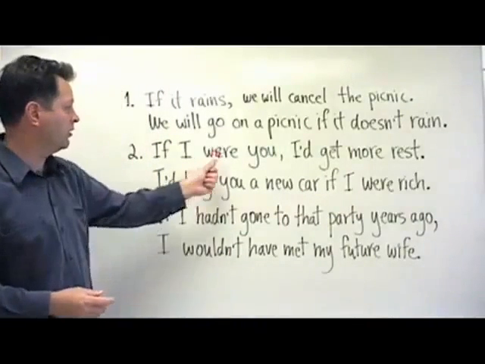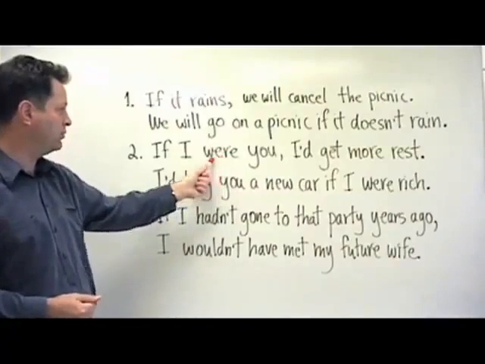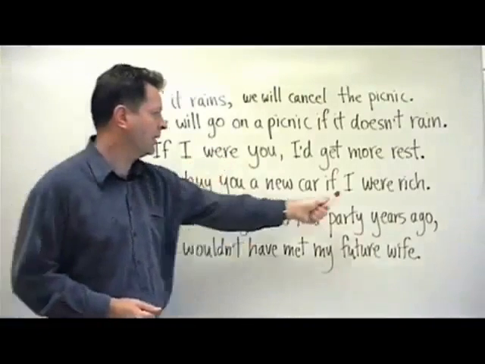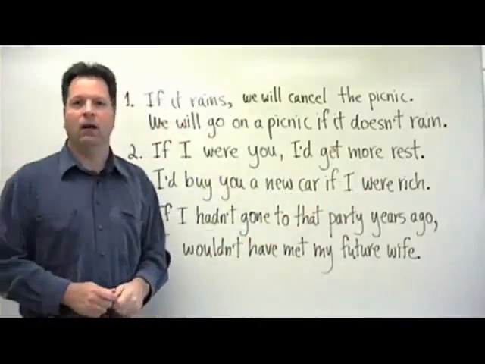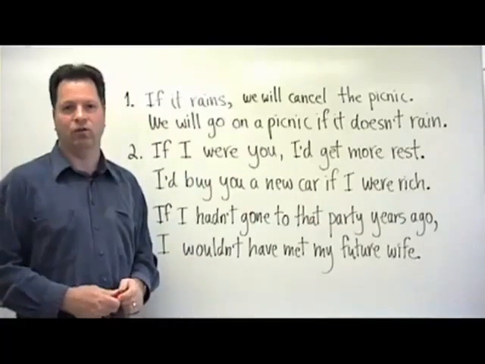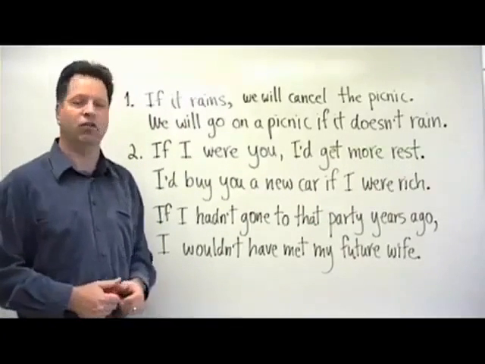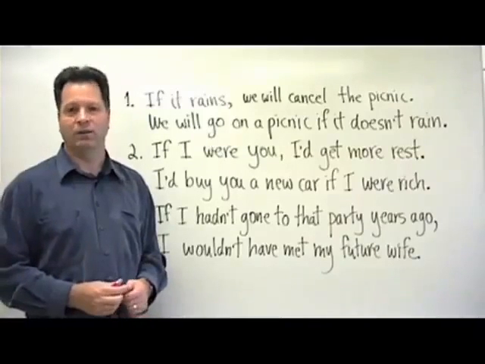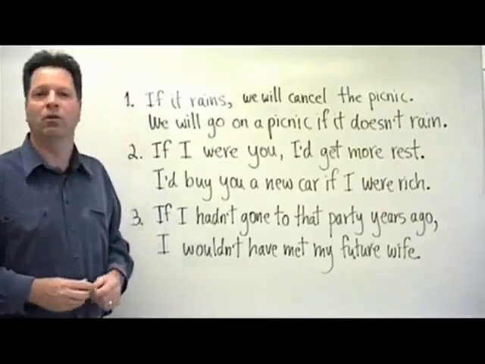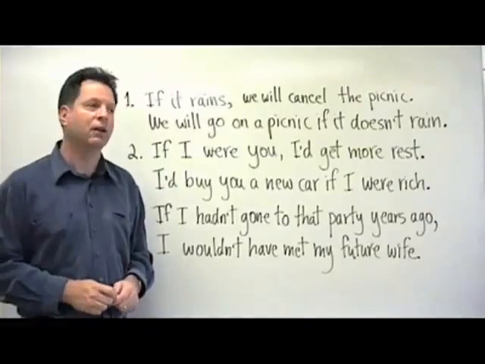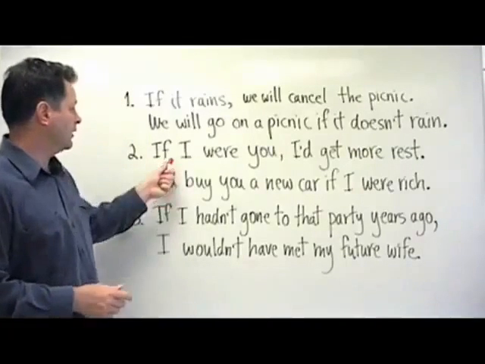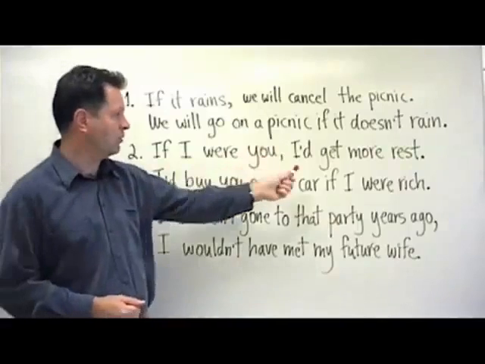Now, of course, you're going to notice immediately the verbs here, were and were with I. Formally, people use were in the second conditional. Some people will say was, and that's sort of an informal way of using it. Lots of people use it, however. So let's take a look again. If I were you, I'd get more rest.